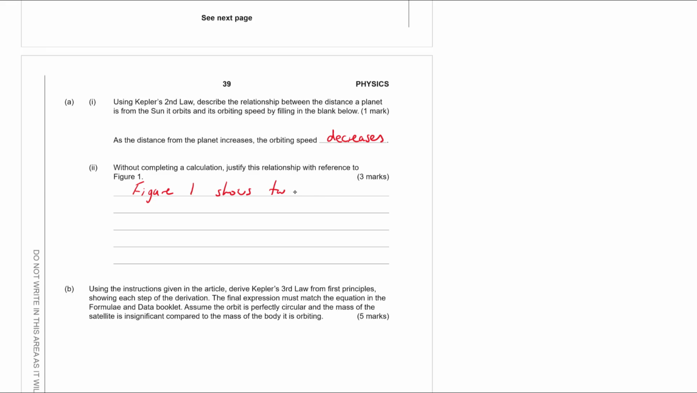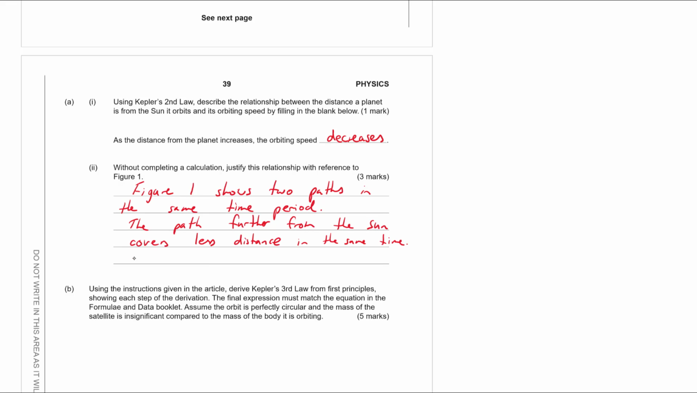And then part 2 of that question is to justify the relationship with reference to that figure. I would start by pointing out that figure 1 shows 2 paths in the same period of time, and the path that's further from the sun covers less distance. That way you have the areas equal to the same. But that means that if it's covering less distance in the same amount of time, it must have a lower velocity when further away from the sun.